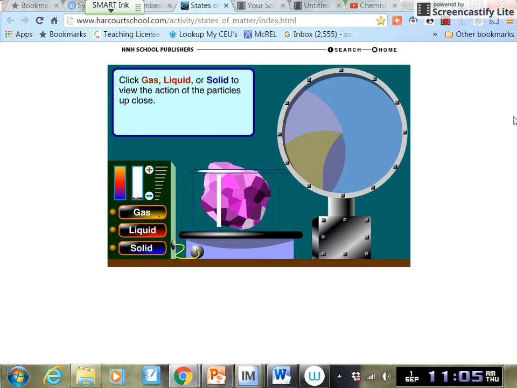All right, so here is a little animation I want us to take a look at that will take us through the solid, liquid, and gas state. Here you see in a beaker and a hot plate this solid substance. Notice it has a definite shape.